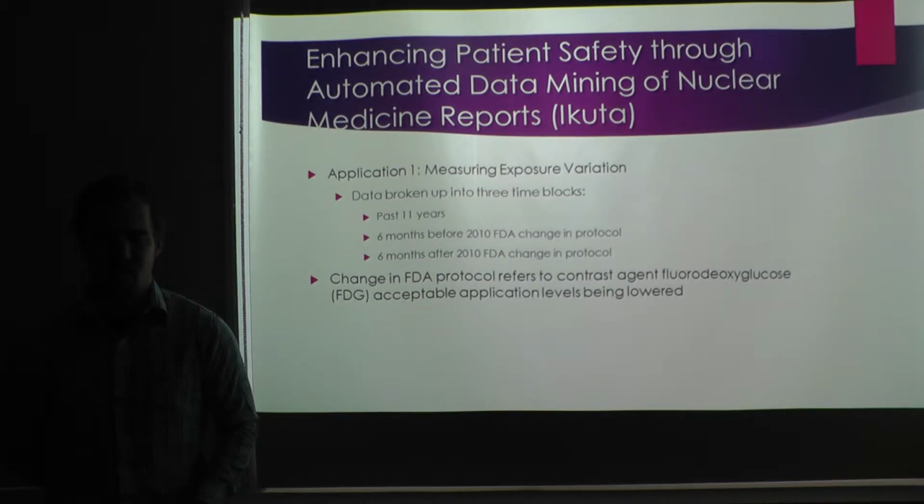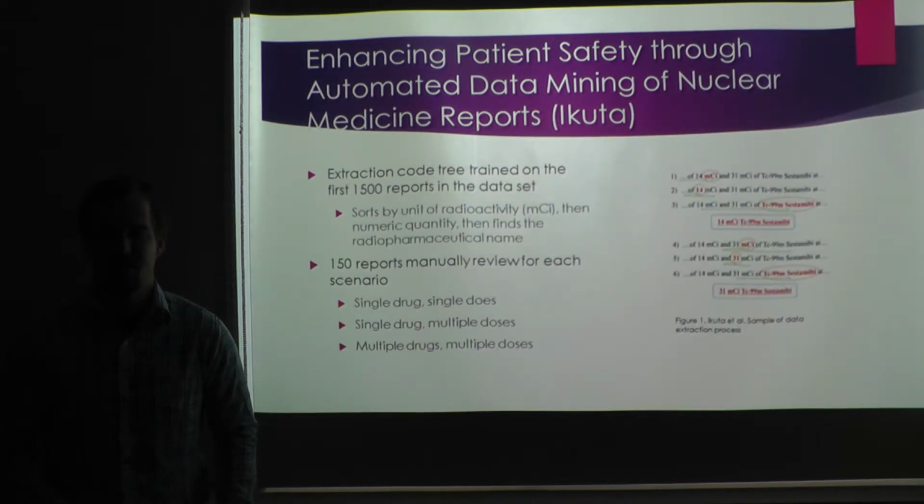So they looked at a data set of fluorodeoxyglucose administration levels. And they wanted to look at this because recently the FDA lowered the amount of acceptable administration of this drug. So they broke up the data into 3 time blocks: all the data, then 6 months before the change in protocol, and then 6 months after.